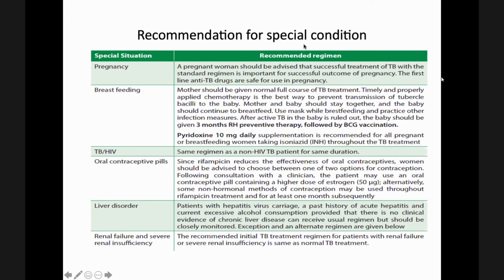of the tubercle bacilli to the baby. So mother and baby should stay together, and the baby should continue breastfeeding, use masks while breastfeeding, and practice other infection control measures. After active TB in the baby is ruled out, the baby should be given 3 months of prophylaxis with rifampicin and isoniazid preventive therapy, followed by the BCG vaccination, post-exposure prophylaxis.